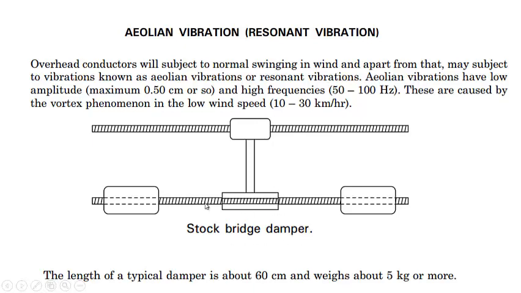It is actually a steel rod at the ends of which we have two masses connected, and in between it is connected to the actual conductor like this. So these are used to reduce the Aeolian vibrations or resonant vibrations. The length of the typical damper is about 60 centimeters, that is from here to here. This is actually a Stockbridge damper. The weight of this damper is around 5 kg or more.